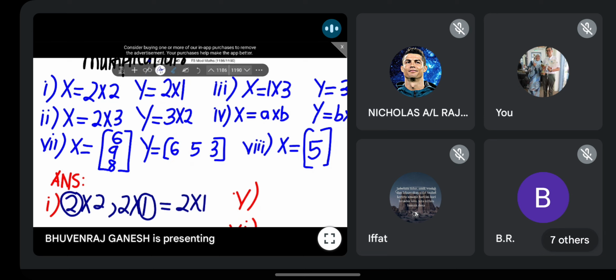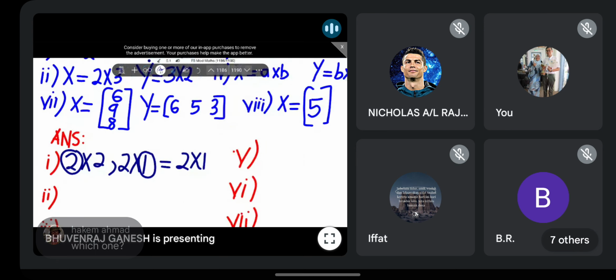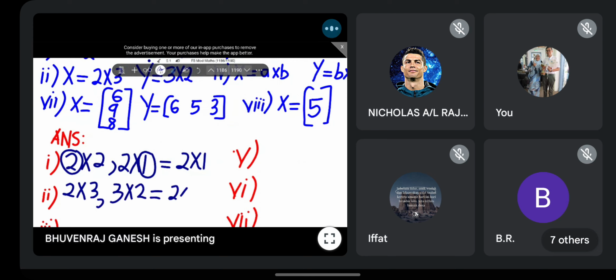Okay, number 2, guys, can you tell what will be your product order? Number 2, Hakim. Yes, 2 times 2. Jangan silap baca soalan. Okay, see carefully. Number 2 is 2 times 3 with 3 times 2. So you should get your answer as 2 times 2.